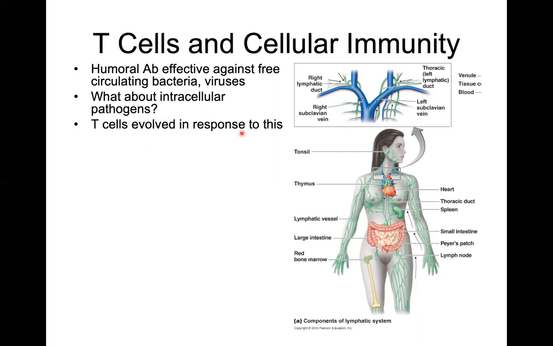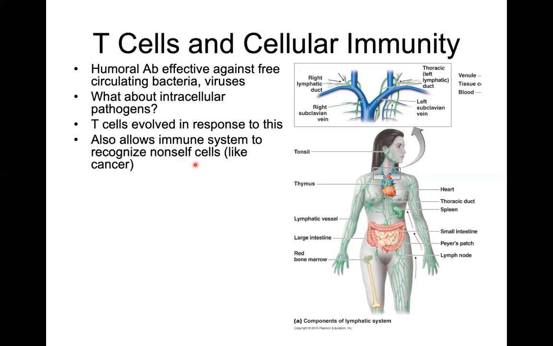T cells evolved in response to these intracellular pathogens. They also allow the immune system to recognize non-self cells like cancerous cells. So a cell that's infected by a virus is going to make more virus particles, and obviously the rest of the body doesn't want that. A bacterial cell that has invaded one of your cells can reproduce or cause damage to that particular cell, and your body doesn't want that to happen either.